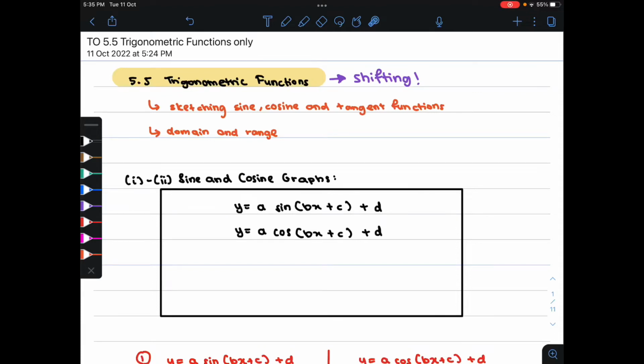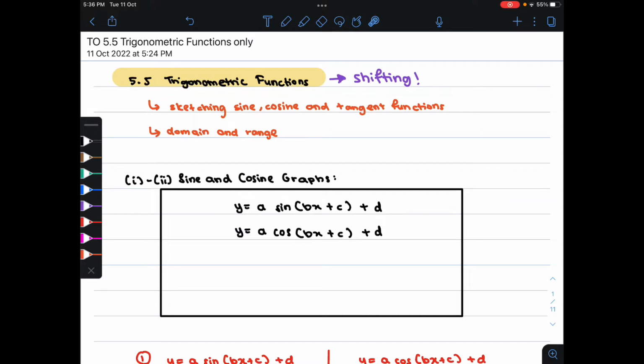5.5 is called trigonometric functions, and we'll be using the shifting method as well. And for this subtopic, we'll be learning how to sketch sine, cosine, and tangent functions, as well as finding the domain and range.